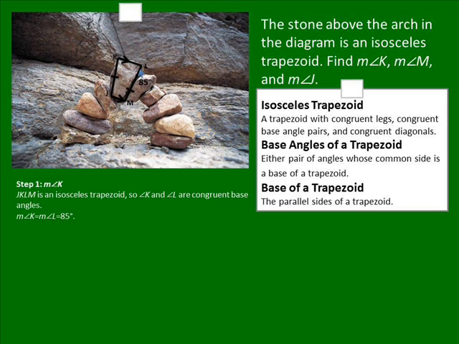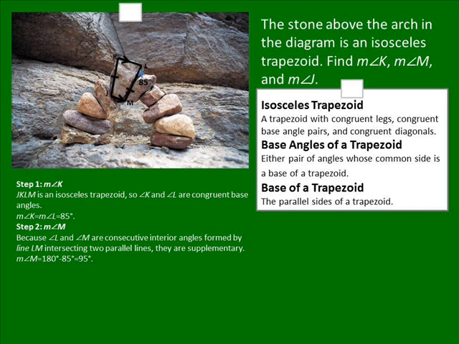Step 1. Find the measure of angle K. Parallelogram JKLM is an isosceles trapezoid, so angle K and angle L are congruent base angles. If you remember, a base angle is either pair of angles whose common side is the base of a trapezoid. So, the measure of angle K equals the measure of angle L, which is 85 degrees.